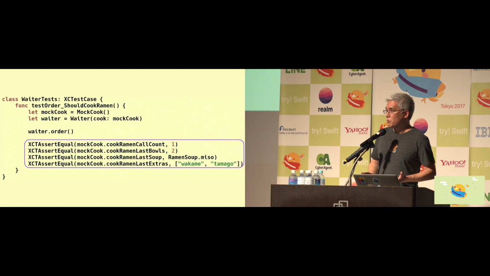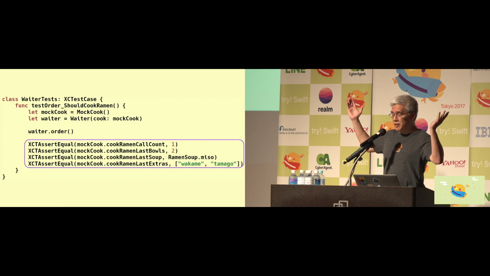So now we can have a test like this. We assert that the call count is 1, the number of bowls is 2, the type of soup is miso, and that we have 2 extras, wakame and tamago. And this test works. Yay!